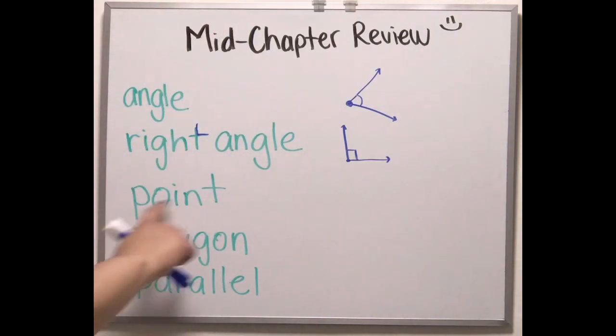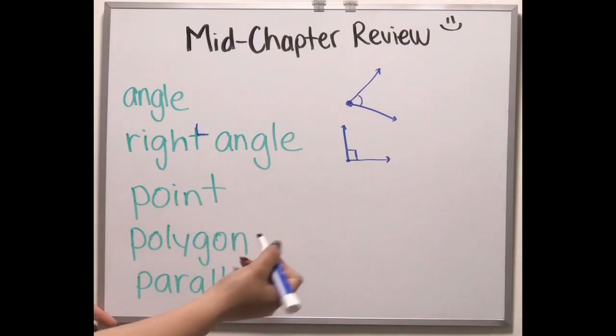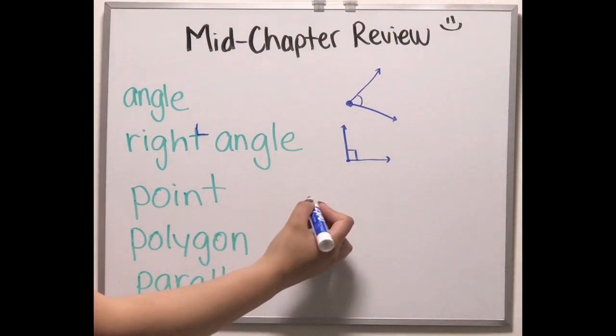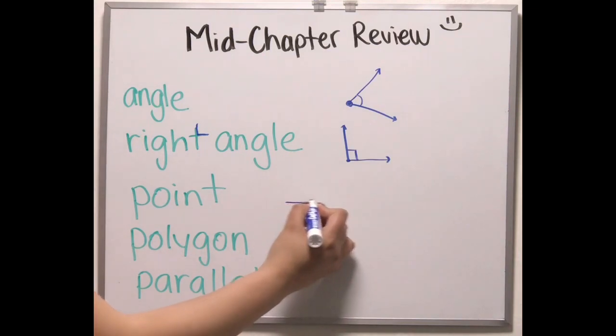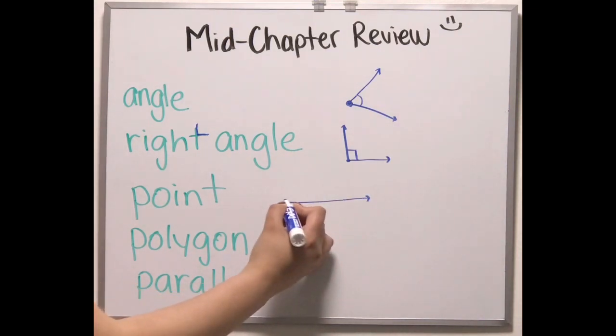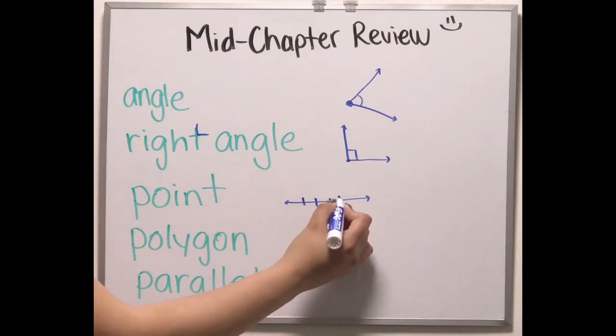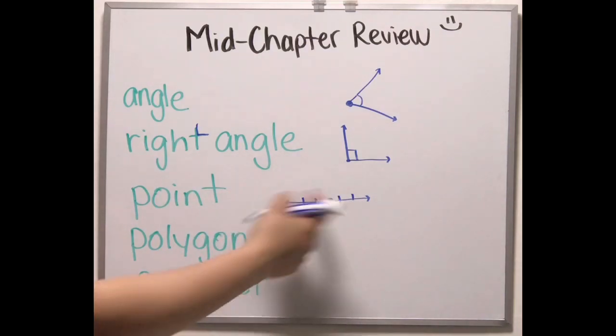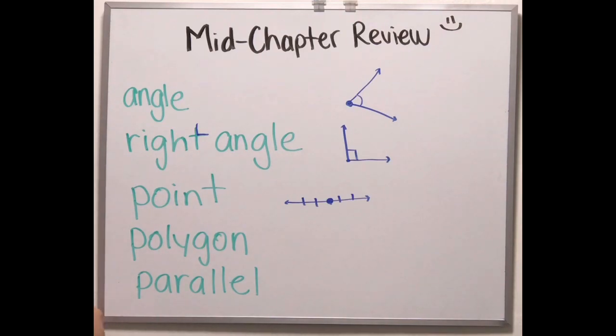Okay, and then we have point. This one's really easy because you guys have worked with number lines already. So you have your number line, you have numbers like that, and then your point is just showing a specific distance or position on a number line.